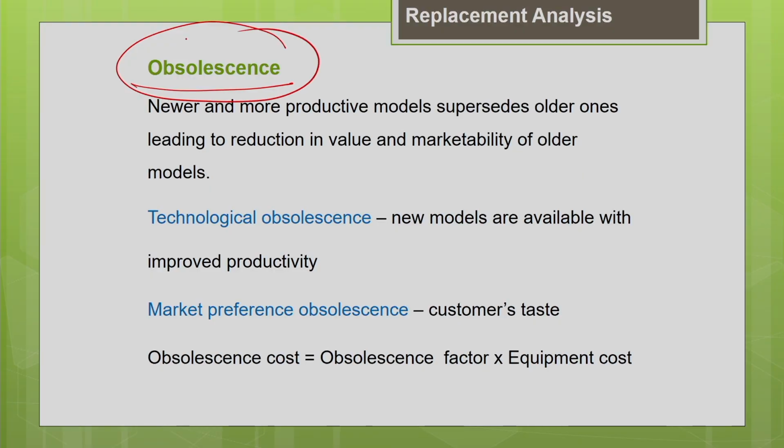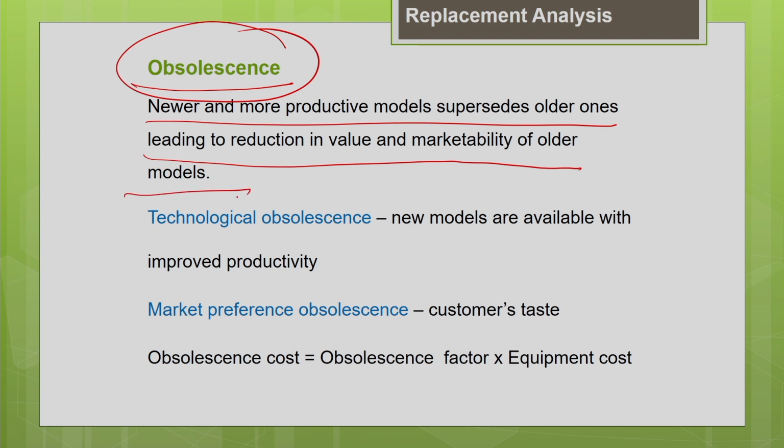That is called obsolescence cost. Newer and more productive models supersede the older ones, leading to a reduction in value of the machine and the marketability of the old machine. So basically, obsolescence refers to the loss in value of the machine with time, due to depreciation as well as the loss in marketability of the machine.